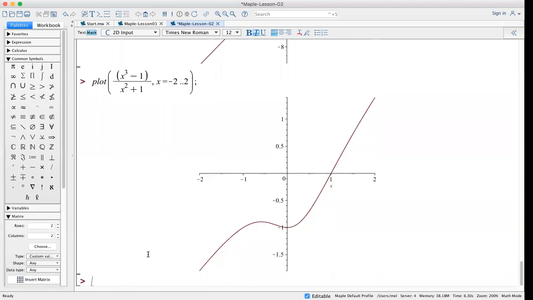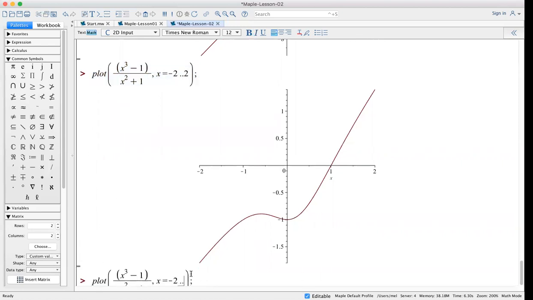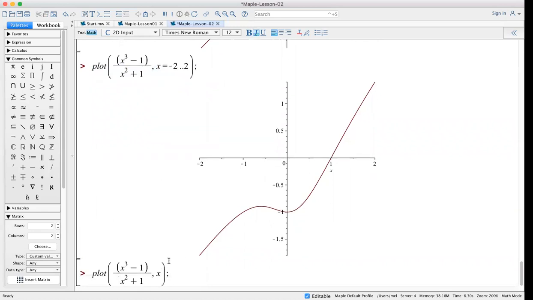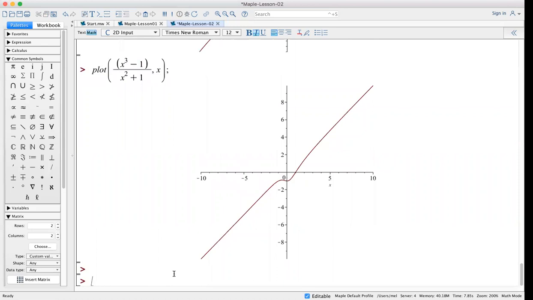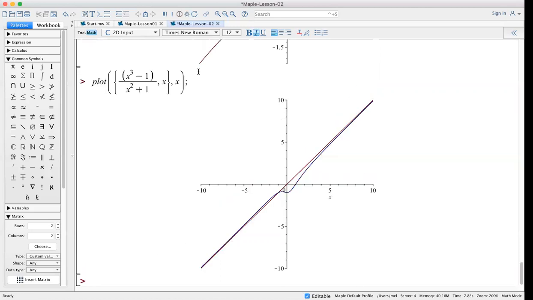In Maple, if you want to graph 2 different functions on the same plot, you put the functions you want to plot together inside a curly bracket, separated by a comma. So if you look at what I did here, this is my original rational function, comma x. That means when I graph this, I'm going to graph these two functions together on the same plot.